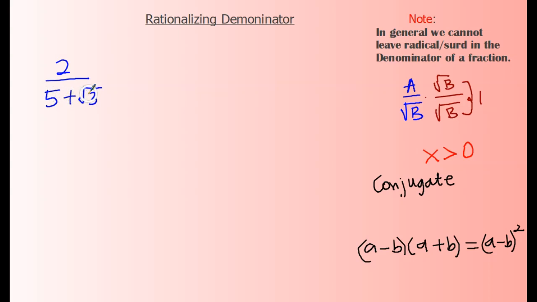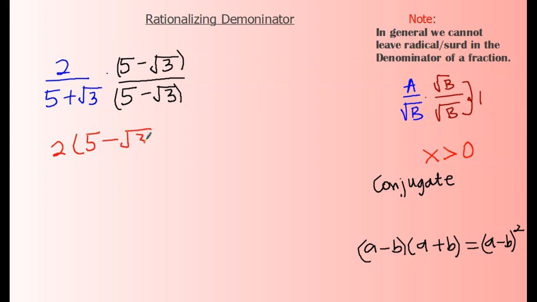So first of all, we have to look for the conjugate because there are two terms, and the conjugate of this will be minus. So we'll multiply here by 5 minus root of 3, all divided by the same 5 minus root of 3. If that's the case, we get 2 times 5 minus root of 3, all divided by 5.